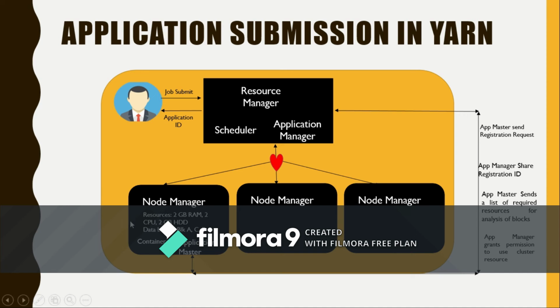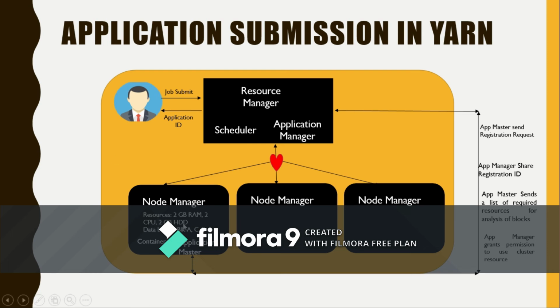So initially it says that it needs 2 GB RAM. After some time, when it calculates, it will find that 2 GB RAM is not required, 1.5 GB RAM is enough. So it will send a request to application manager, and based on that request, application manager will say that okay, you are allowed to use 1.5 GB RAM. So that 0.5 GB is in a reserved state now, and can be used by some other processing.